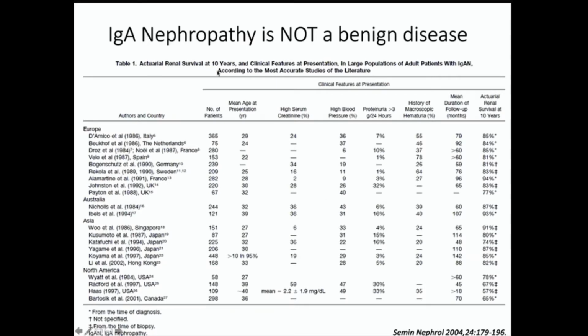So IgA nephropathy is not a benign disease. That started with my first day of fellowship training. Dr. Haswood told me that. So as we know, depending on the center where the IgA nephropathy was studied, the kidney survival time at 10 years varies a lot, but at least 10 to up to 50% of the patients might lose their kidney or progress to end-stage kidney.